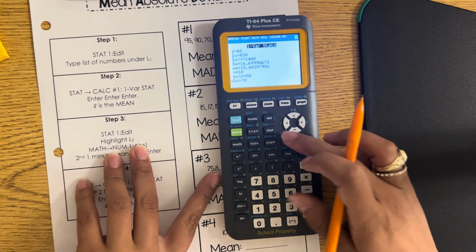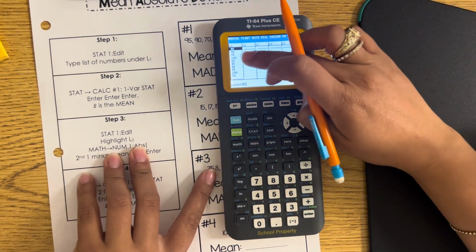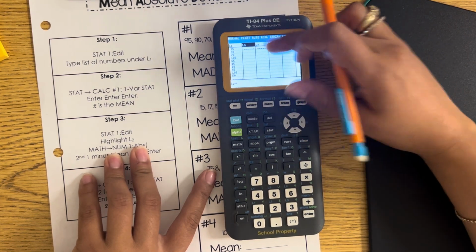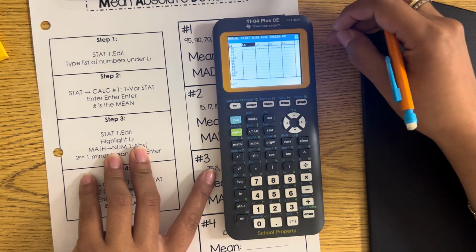Step 3, we're going to go back to Stat, Edit. Every step goes back to Stat. We're going to put our cursor on L2. So you have to go to the right and up. If you stay below L2, you're going to get an error. So you have to go up on L2.